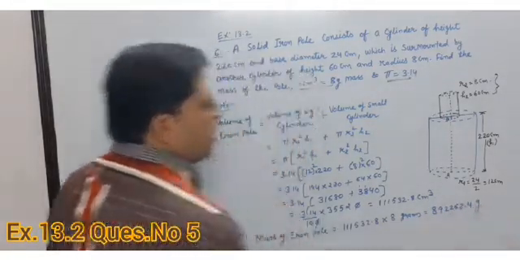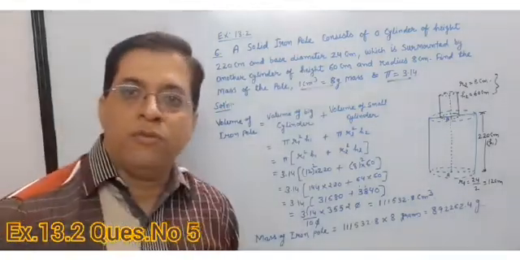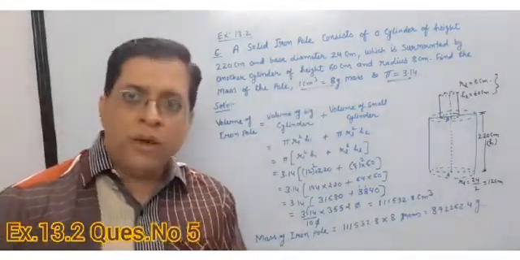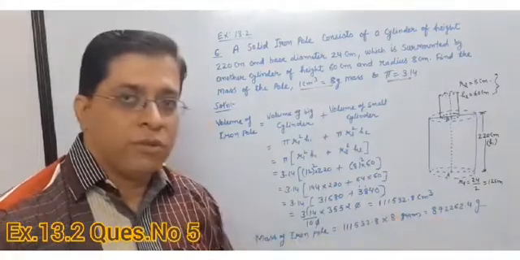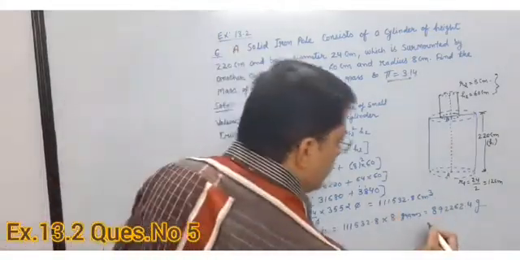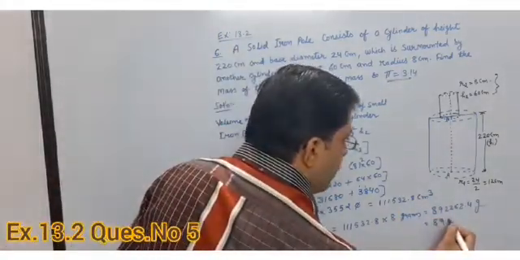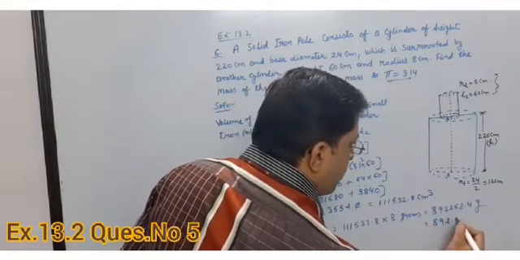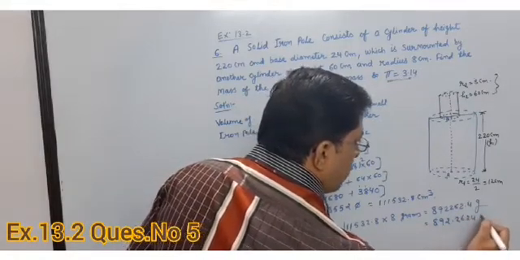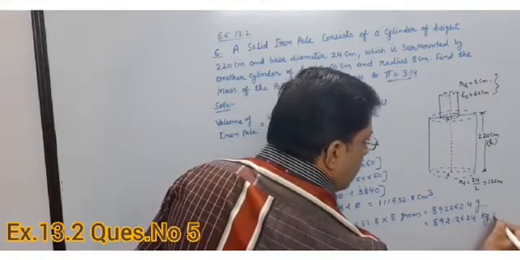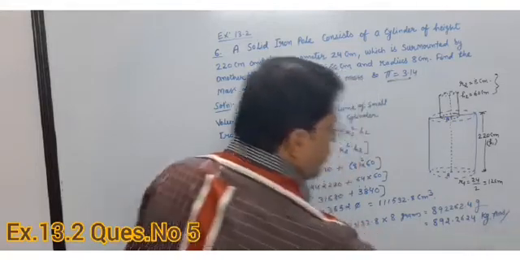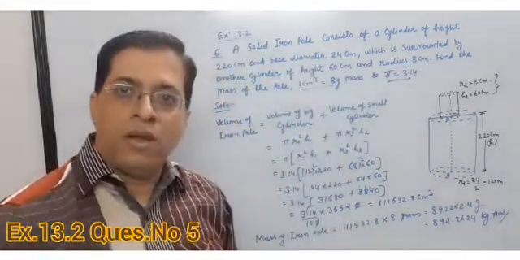892262.4 grams. If you multiply it, this you will get. You can convert in kilograms because too many grams are there. So 3 decimals you can shift. So 892.2624 kg. This is your answer.